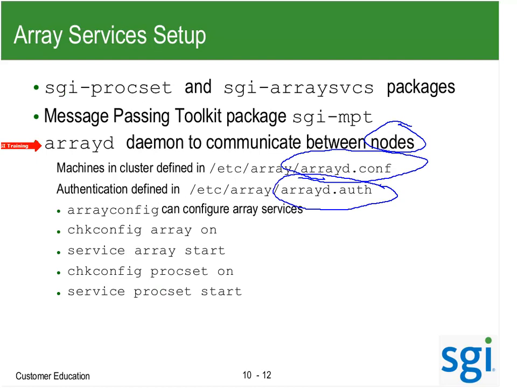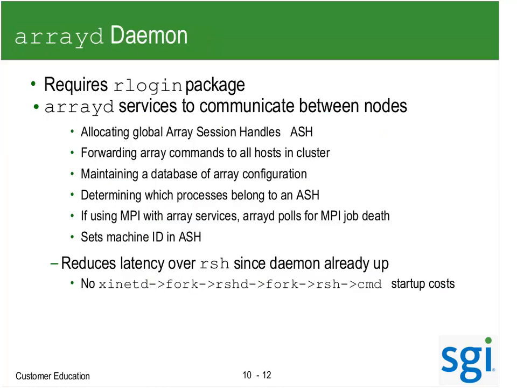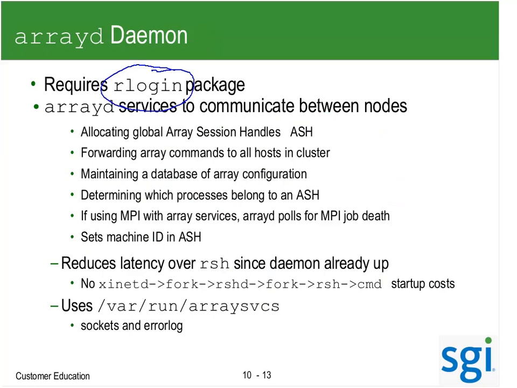The lab is going to have you edit those by hand with vi, but it can automatically generate and push that file out to every node with arrayconfig. I'm going to demonstrate arrayconfig, not by hand. Then I've got to make sure that the array daemon is on and started and procset is on and started. So arrayd is using rlogin to talk to things, and then there's this arrayd services that communicates.